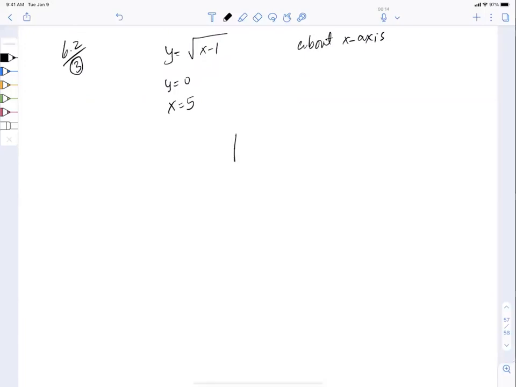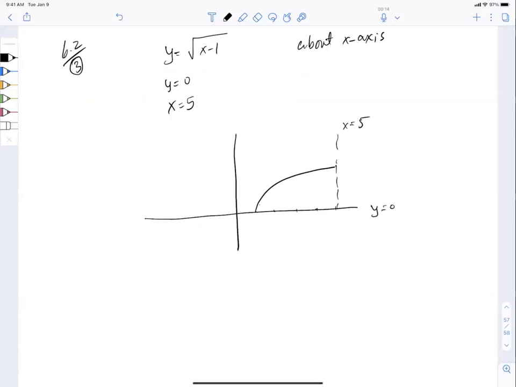So the region that they're talking about is under this square root graph. This is 1, this is 2, 3, 4, and 5. So this is the x equal to 5 line, this is the y equal to 0 line, and this is the graph of the root. So this will be your region. They say about the x-axis, which is the y equal to 0 line.